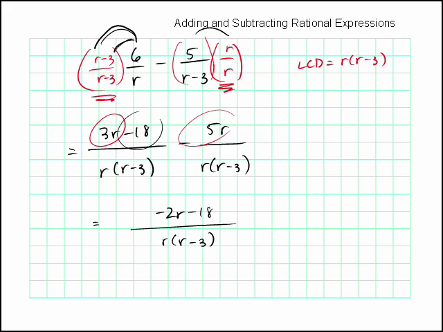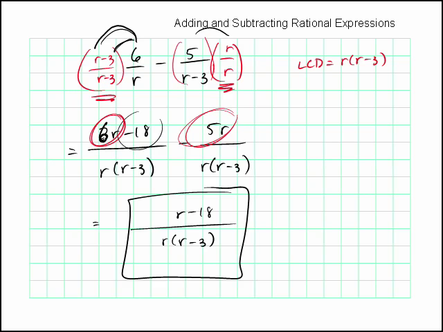6r minus 18, but I wrote a 3, didn't I? So that's a 6. And so 6r minus 5r is 1r. Caught my mistake. So my answer is r minus 18 over r times r minus 3, and that will not reduce, and so that is my answer. Almost missed that mistake. Okay, moving on. Let's do another one.